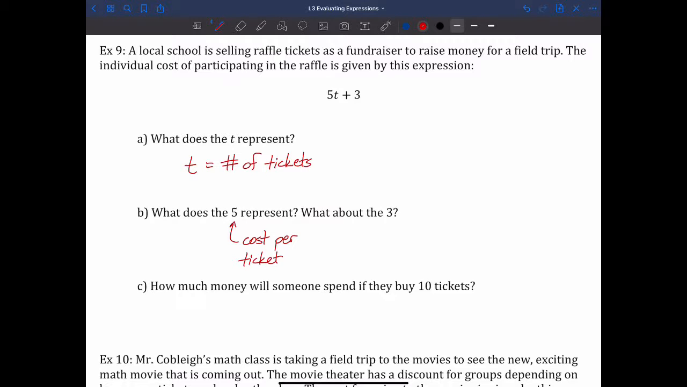Right? So again, if I bought 1 ticket, that's 5 times 1. That's only going to cost me $5 for that ticket, right? Then we have to worry about what the 3 represents, and that one's a little bit harder. Imagine that this was happening at a carnival or something like that. You might have a base cost to even get into the carnival so that you could then buy the raffle tickets. So the 3 is kind of like a base cost. It's kind of like a starting point.